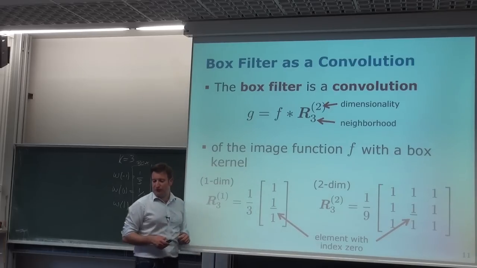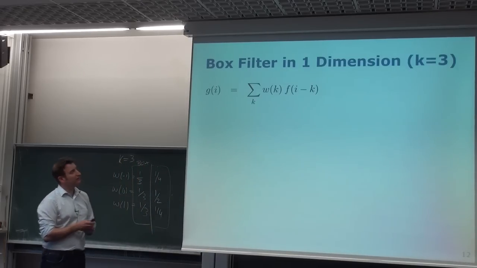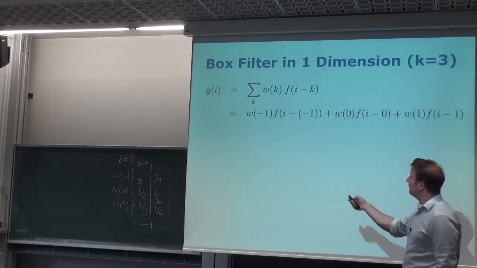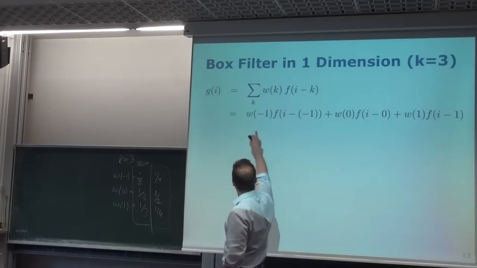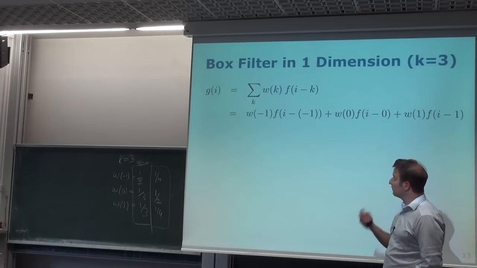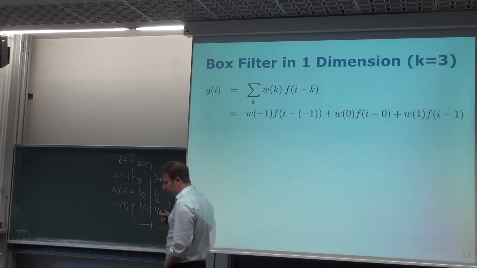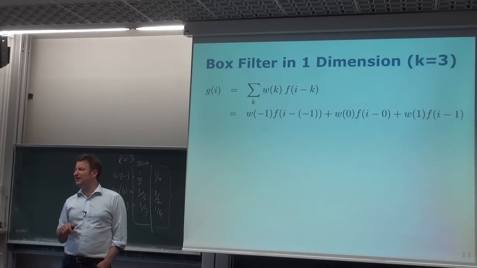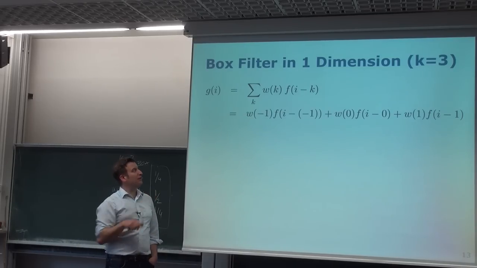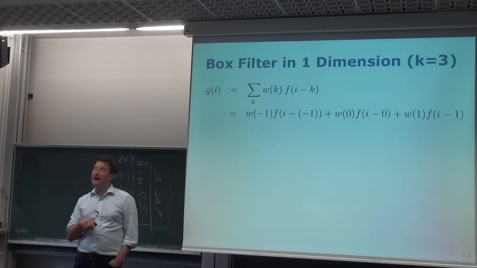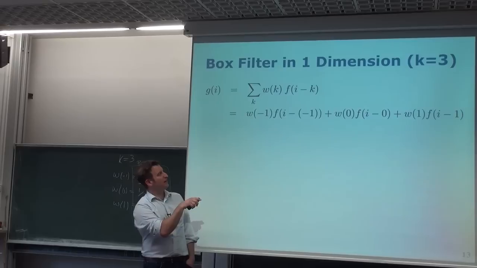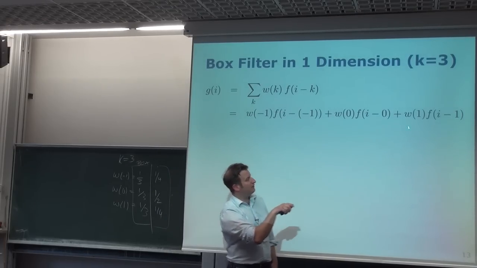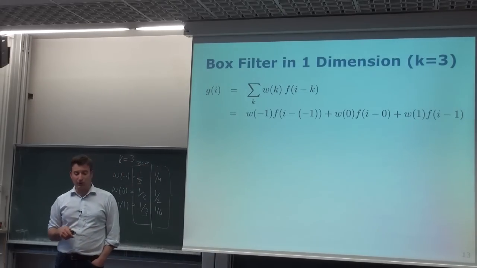Now we can take one of those values over here and do that for the simple 1D case. This is the 1D convolution, and we now simply write it down explicitly. k goes from -1 to 1. If we want to compute the intensity value of the output image at a position I, so g of I, we compute the sum with k going from -1 to +1: -1, 0, +1. We have to evaluate this expression. The first block, k equals -1, is w of -1 times f of I minus -1, which equals f of I plus 1, plus the term for k equals 0, w of 0 times f of I minus 0, and the corresponding one for k equals 1.